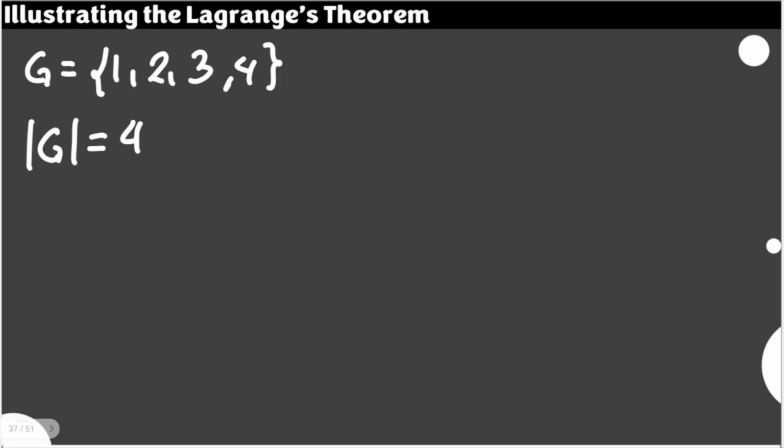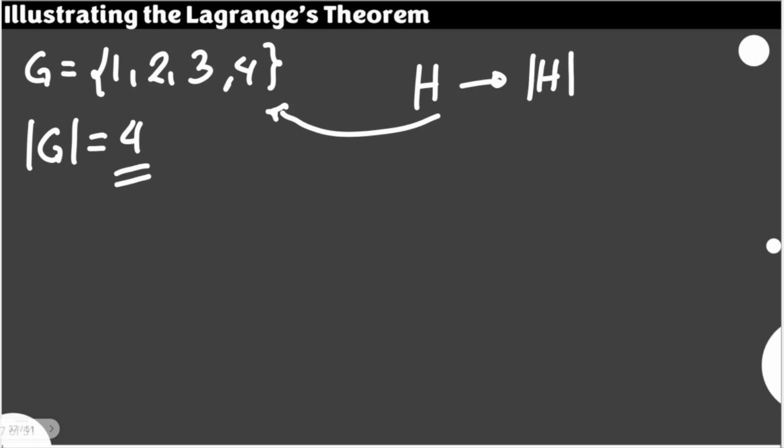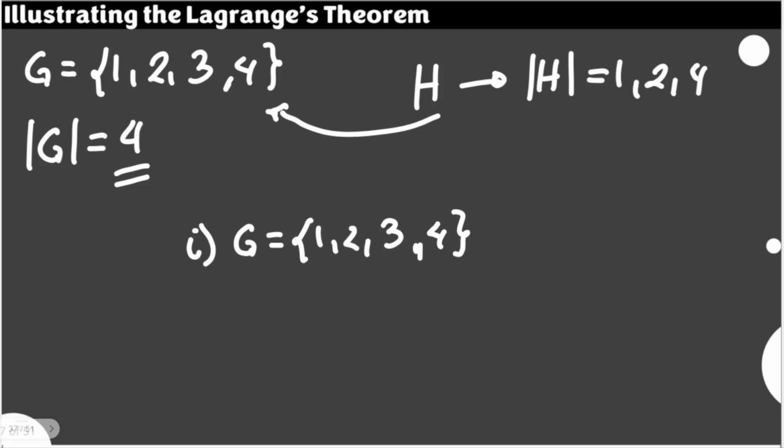Okay, so it tells us that for any subgroup H that can be formed in the group G, the order of that subgroup H is a divisor of the order of the given set G. Since the order of G is 4, its divisors are actually 1, 2, and 4. These are the only possible orders for our subgroups. The first subgroup that we have determined in this video here, I'm just going to write it here, is the G itself.